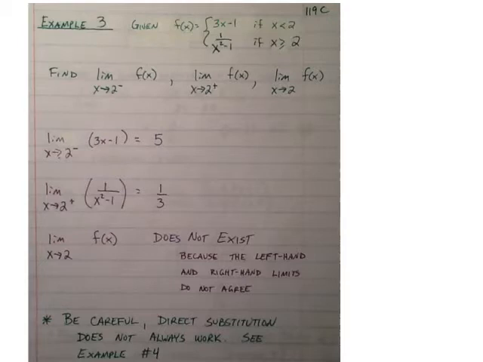And then the final part is asking us to evaluate the limit as x goes to 2 for the function. Because these two values do not agree with one another, we say the limit does not exist. So in order for a limit to exist, the left-hand limit and the right-hand limit have to agree with one another.